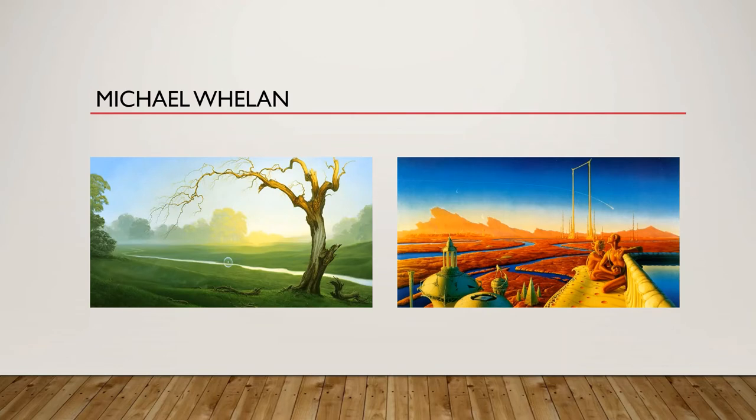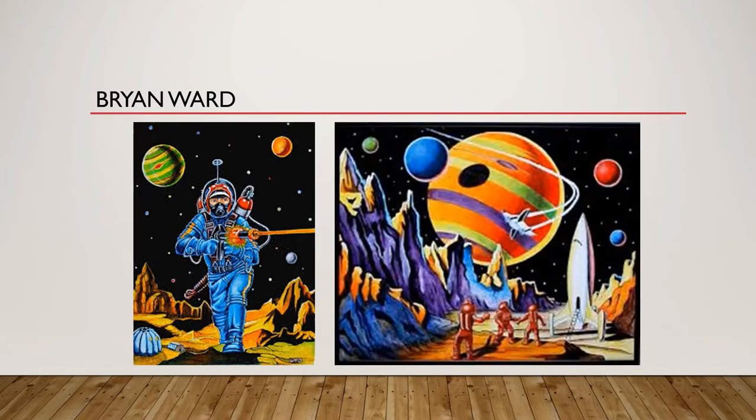Michael Whelan has had one of the biggest influences on the artwork that I created during my senior thesis show. Michael Whelan's work incorporates a deep sense of gradients and depth in his images, and those were the two styles that I was really attracted to. With Brian Ward's style, I was really attracted to his dramatic colors and contrasting shapes. And he also incorporates a sense of depth that shares the likes of Michael Whelan as well.